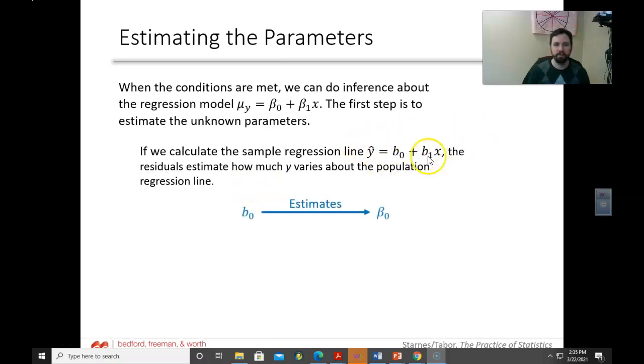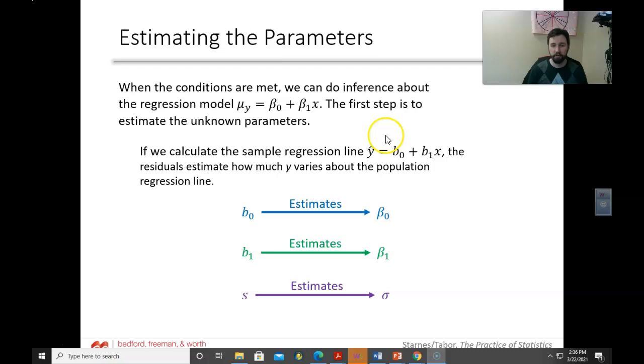So when we do this, we're taking the y-intercept of our estimate, which gives us a guess for what the population y-intercept is. And remember, the y-intercept is interpreted as: if x is 0, that's our value. The slope of our statistic estimates the population slope, and the standard deviation of our sample estimates the population standard deviation. Okay.